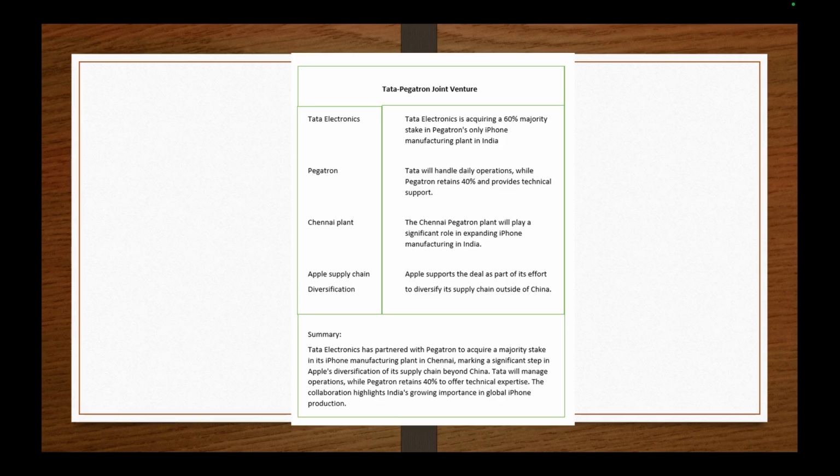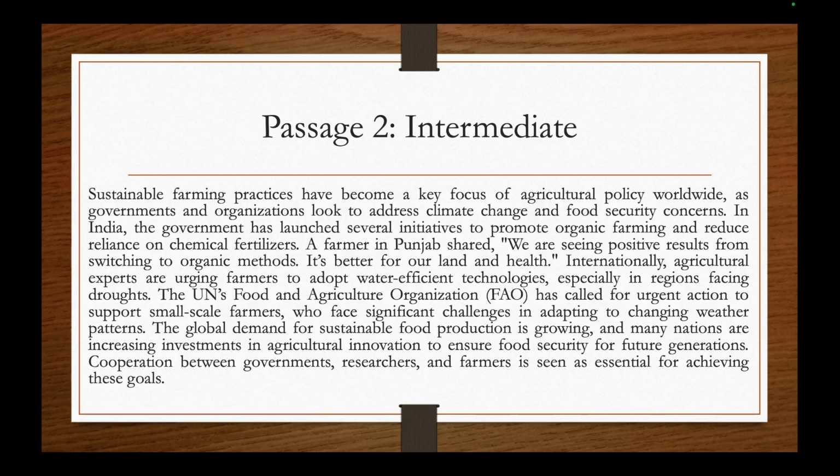As simple as that. Okay, now moving on to the next passage, which is of intermediate level, that talks about sustainable farming. Now, sustainable farming practices have become a key focus of agricultural policy worldwide as governments and organizations look to address climate change and food security concerns. In India, the government has launched several initiatives to promote organic farming and reduce reliance on chemical fertilizers.